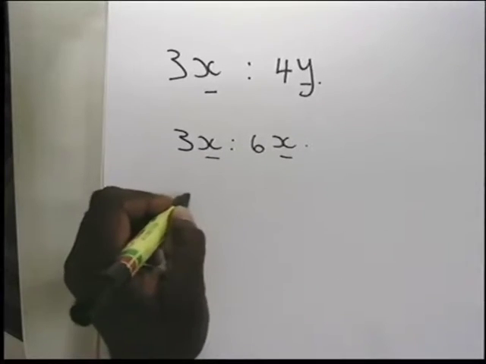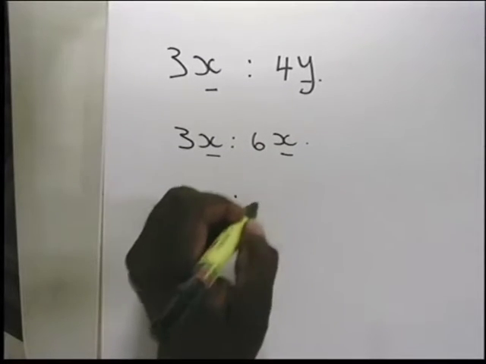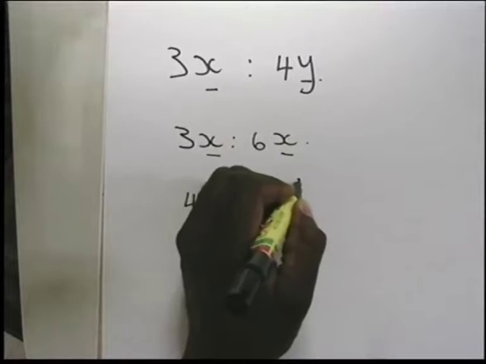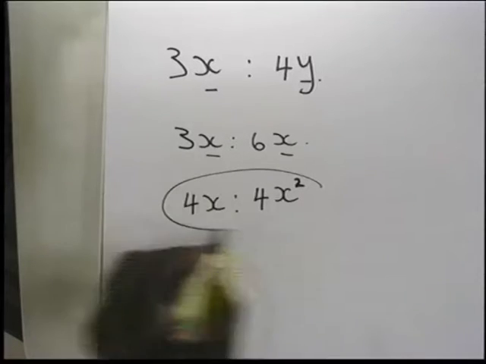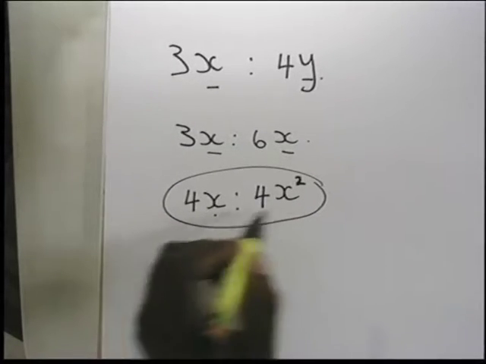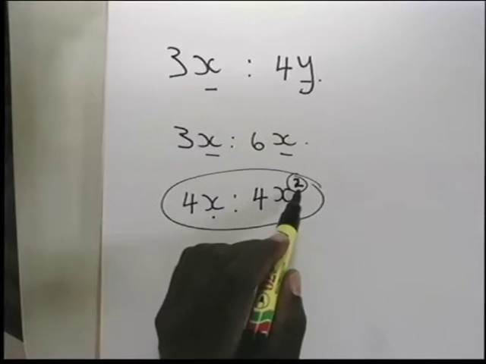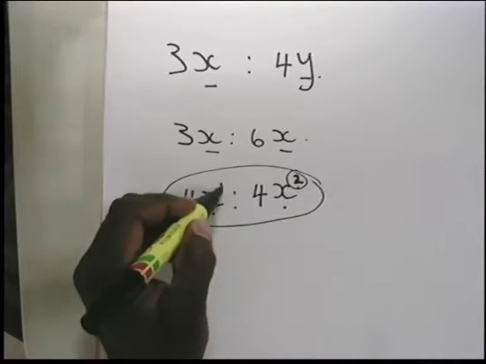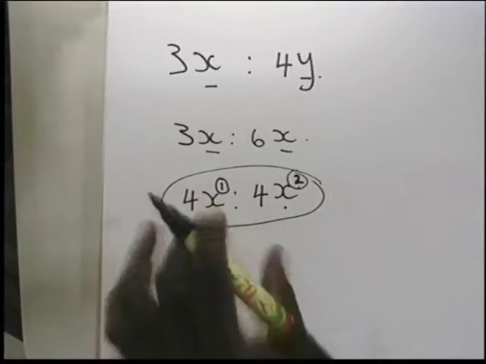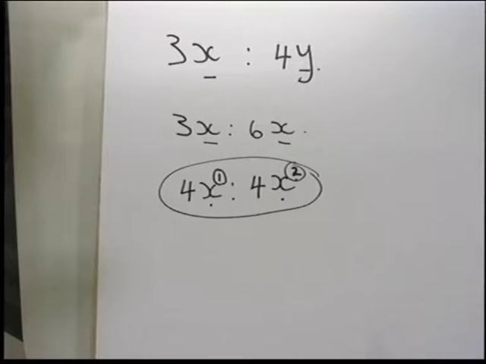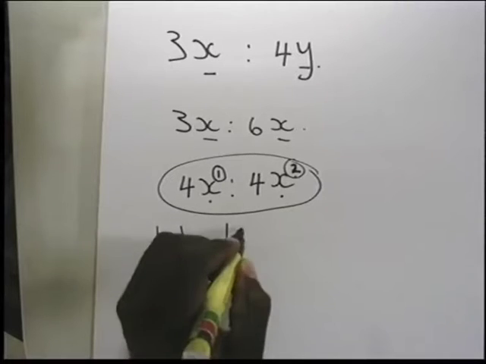But let's look at 4x compared to 4x squared, or 4x to the power of 2. Here again, we do not have like terms. Yes, the variables are the same, but the powers, the exponents to which they are raised, are different. The one is to the power of 2, whereas this one is to the power of 1. So these are unlike terms, and we cannot add or subtract them. That's the basis of algebra: we need to know what are like terms and what are unlike terms.